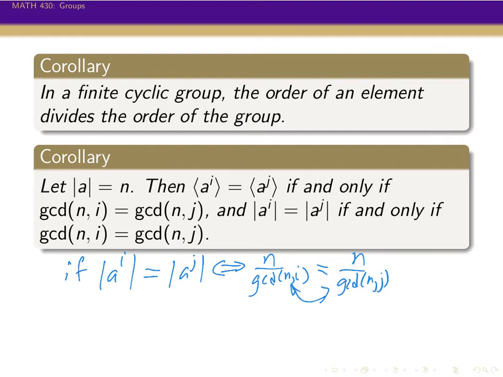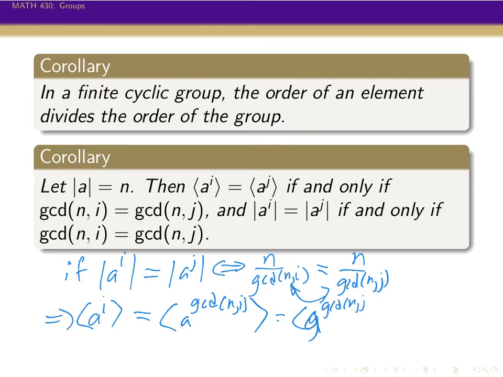And then in that case, if those two are equal, then the subgroup generated by a to the i is equal to the subgroup generated by a to the GCD of n and i, which is equal to the subgroup generated by a to the GCD of n and j, which is equal to the subgroup generated by a to the j. Okay, so all that's important in this is what the GCD of the power is with n, the order of a.